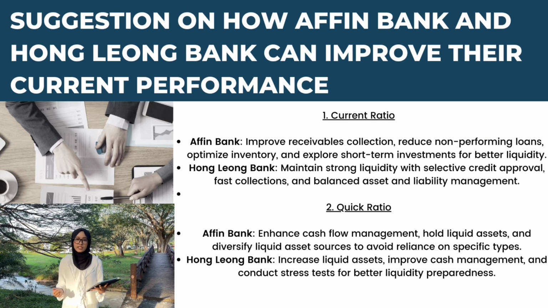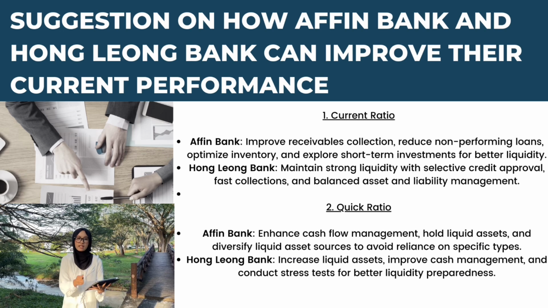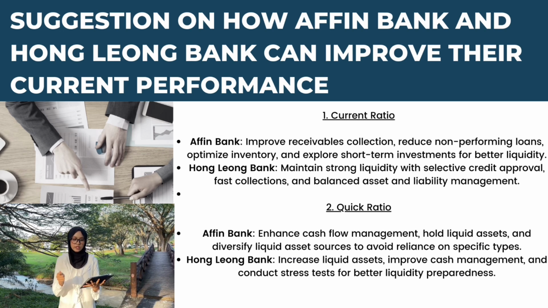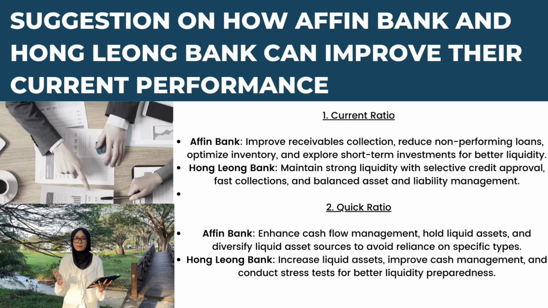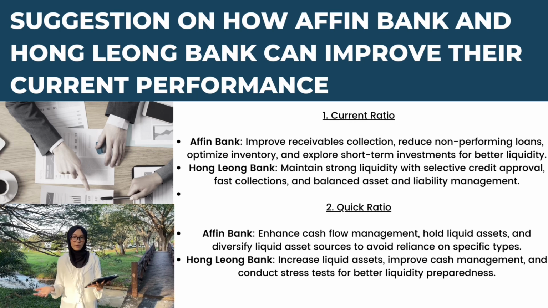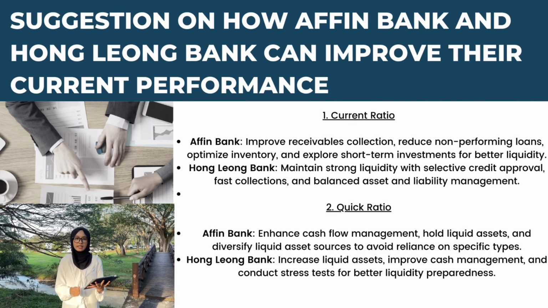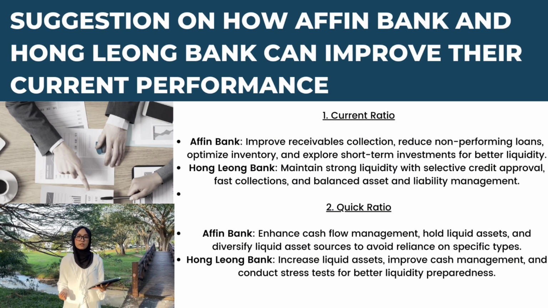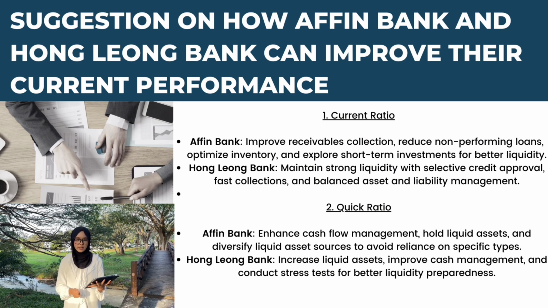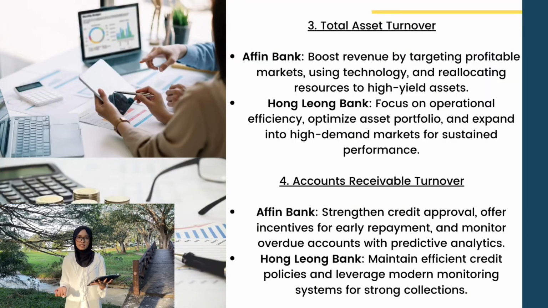The second aspect is quick ratio. Affin Bank should focus on holding more liquid assets through effective cash flow management and broaden its liquid asset base to reduce dependency on specific sources. Hong Leong Bank can strengthen its quick ratio by growing liquid reserves, improving cash management, and conducting regular liquidity stress tests. The third one is total asset turnover.